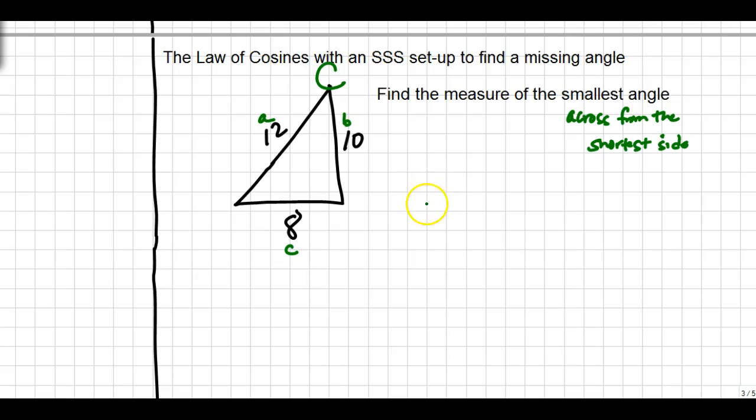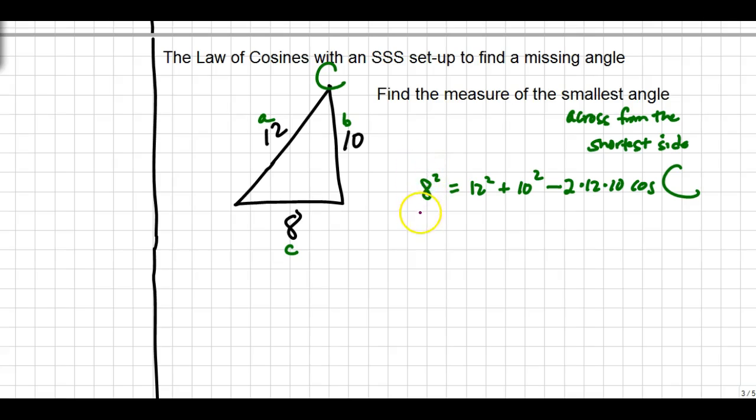Hopefully by now you're getting comfortable with the law of cosines and how it's been stated. It's c squared, which in this case is 8, equals a squared plus b squared. Hopefully that looks familiar, that's just the Pythagorean theorem, minus 2 times a times b times cosine of the angle. And this time the angle's missing. We're going to go ahead and start to solve for the missing piece, which in this case is the c.